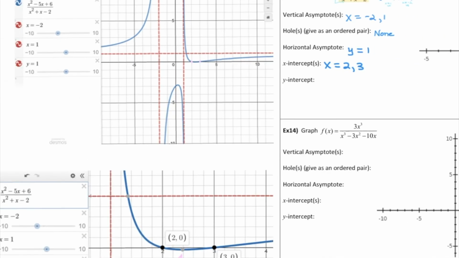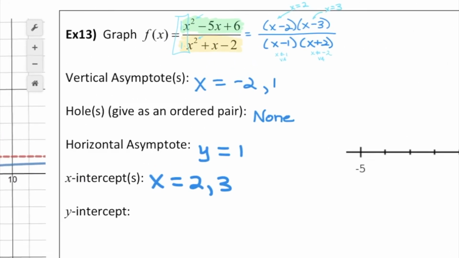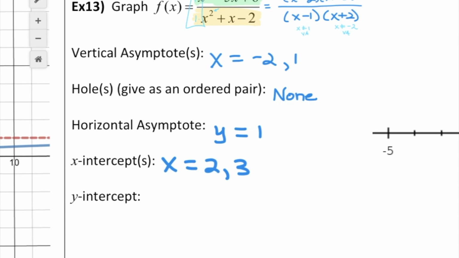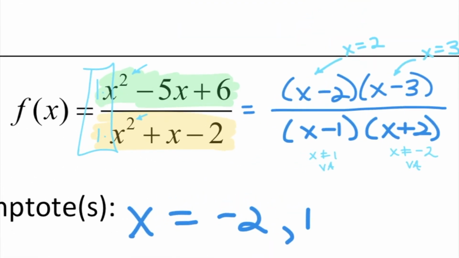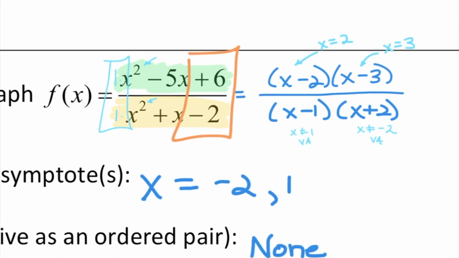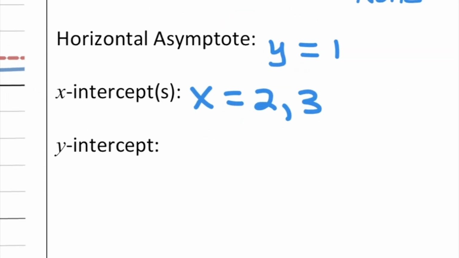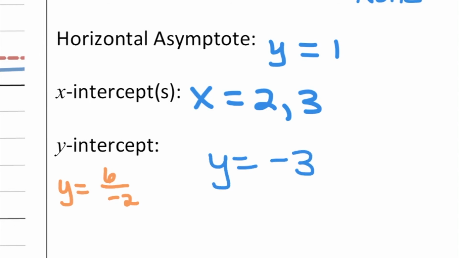So over here, your y-intercept, remember that for your y-intercept, you're just looking at the constant terms. And so I'm just looking at positive 6 over negative 2. But remember that if I do positive 6 over negative 2, I have to reduce that fraction. So 6 divided by negative 2 is going to be negative 3. And so my y-intercept is negative 3.